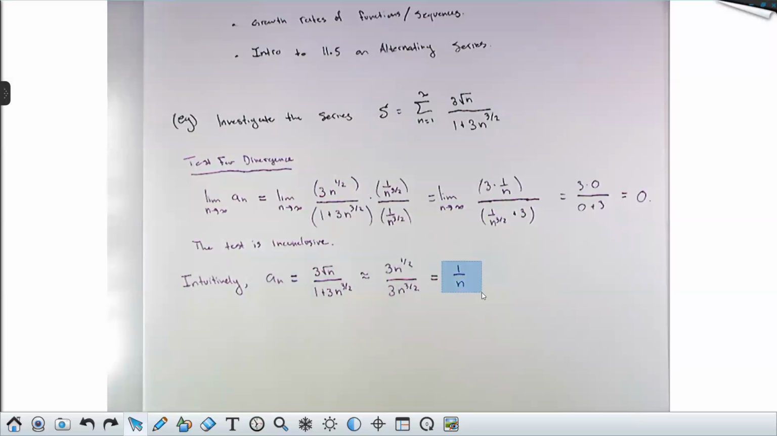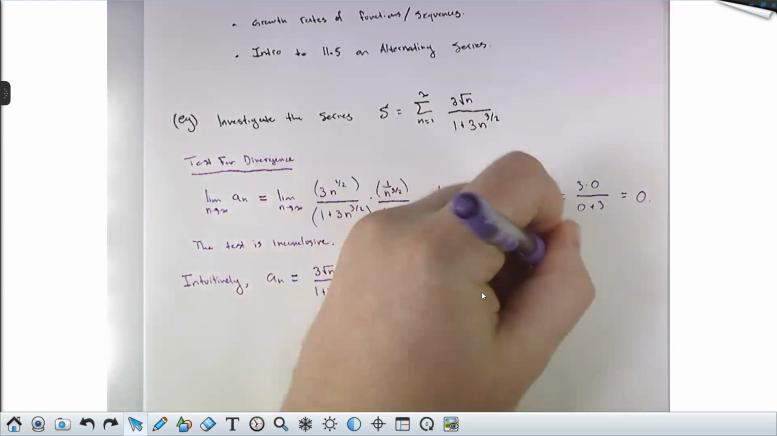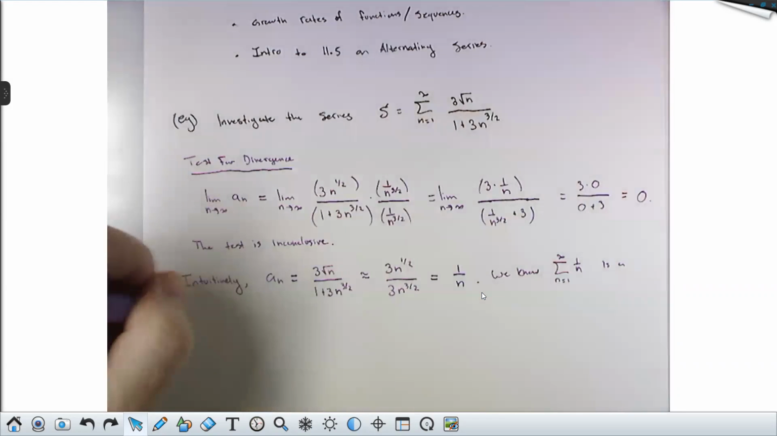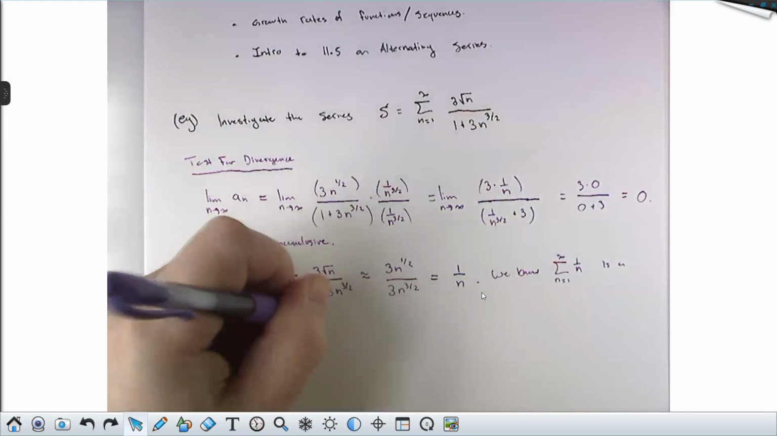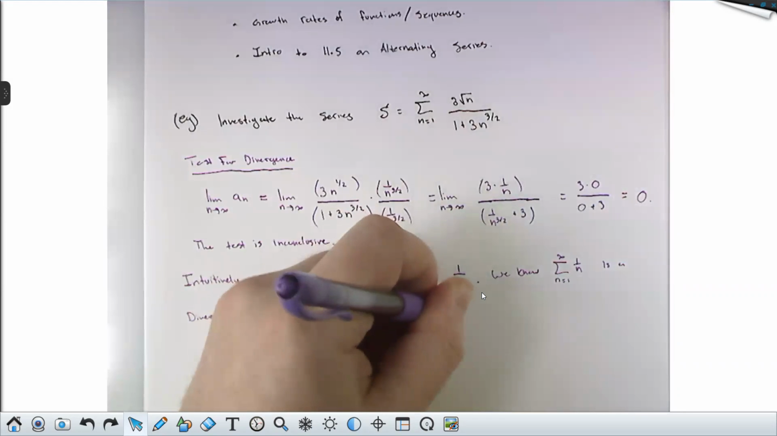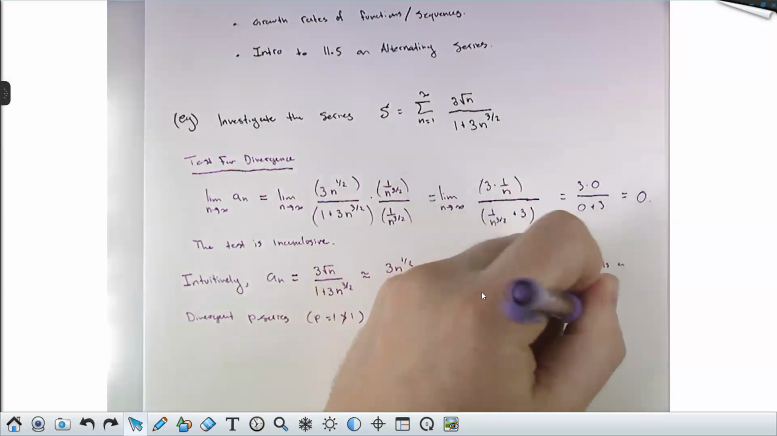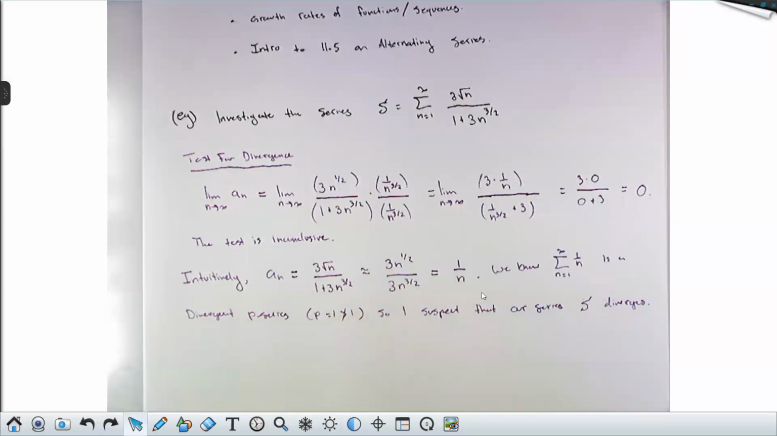Well, does the series σ1/n converge or diverge? Yeah, σ1/n is a divergent p-series. Here, p is equal to 1, which is not strictly bigger than 1. So I suspect that our series, which I'll just refer to as S so I don't have to write the whole thing, diverges. That's my suspicion. So the test for divergence doesn't get me there. That test is inconclusive.